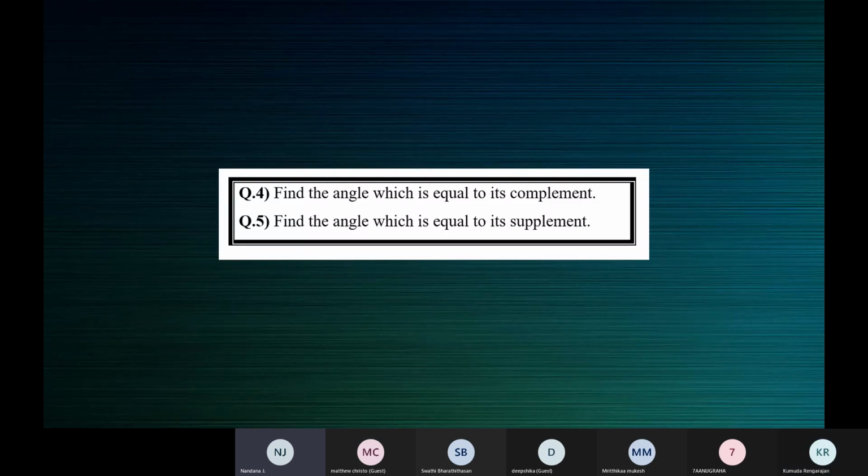Ma'am, linear pairs are known as supplementary, ma'am. Correct. Linear pairs are supplementary. But why supplementary angles are not linear pairs? They can be two different angles, no? Okay, ma'am. And they can also be without adjacent, ma'am. Supplementary angles need not lie on the same line. Linear pair, they must lie on the same line. Linear pair has to be adjacent angles, but supplementary angles need not be adjacent angles.